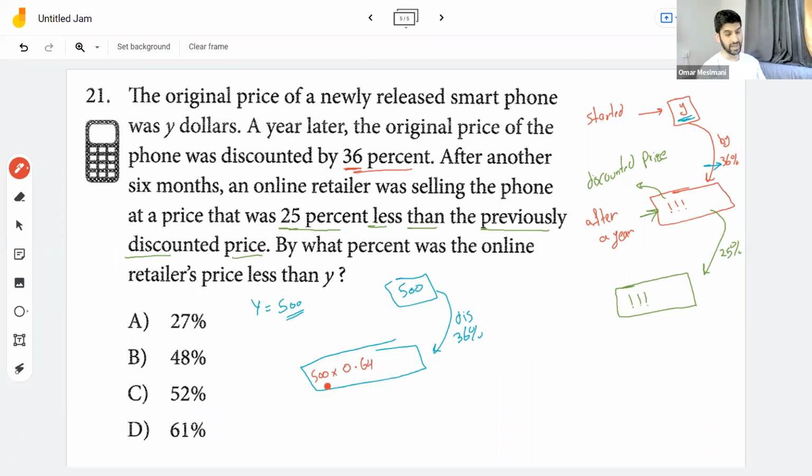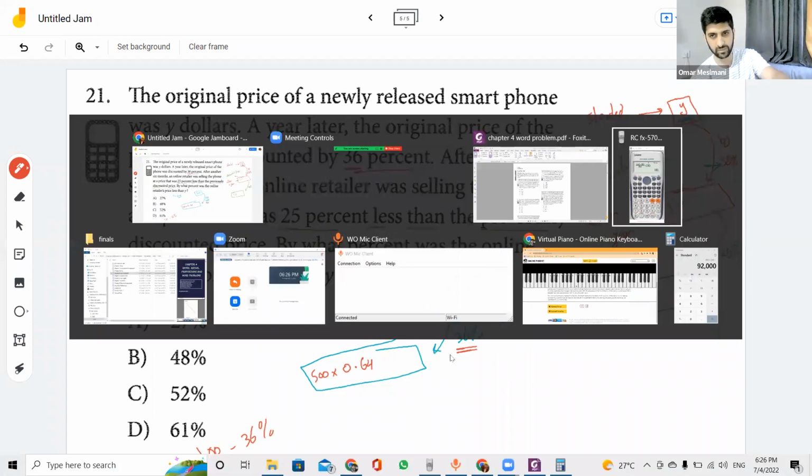I talked about it last lesson, but do you understand it? Because we have a discount of 36%. If you are having a discount, you subtract 36 from 100. In the previous question, I added 100. So put it in your mind: if a value is going to be higher by some percent, add to 100. If it is going to be lower by a percent, subtract from 100. So 500 times 0.64, use a calculator and give me the answer. What is it?